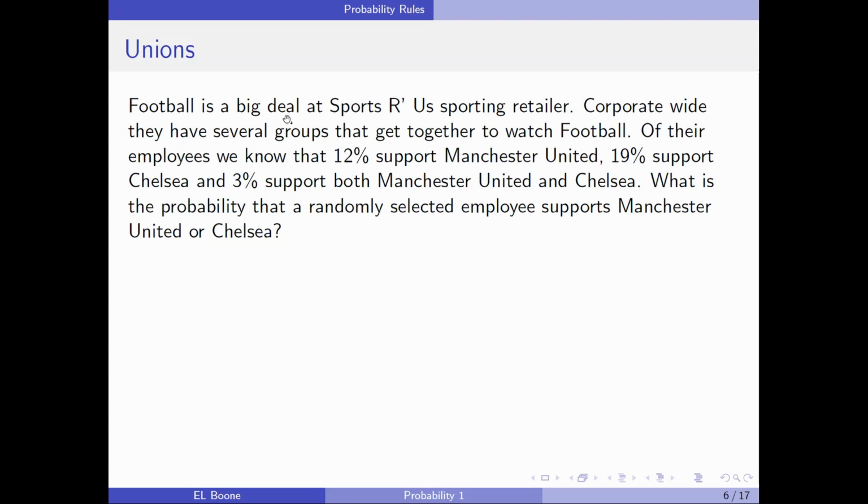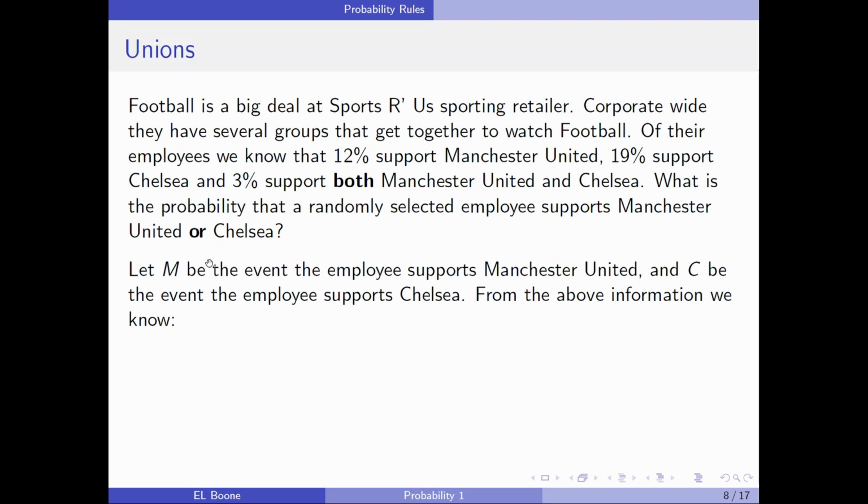So football is a big deal at my Sports R Us sporting retailer. Corporate-wide, they have several groups that get together to watch football. Of their employees, they know that 12 support Manchester United, 19 support Chelsea, and 3 support both Manchester United and Chelsea. What is the probability that a randomly selected employee supports Manchester United or Chelsea? So it means they could have one or the other. So if I take this, it's both and it's or.